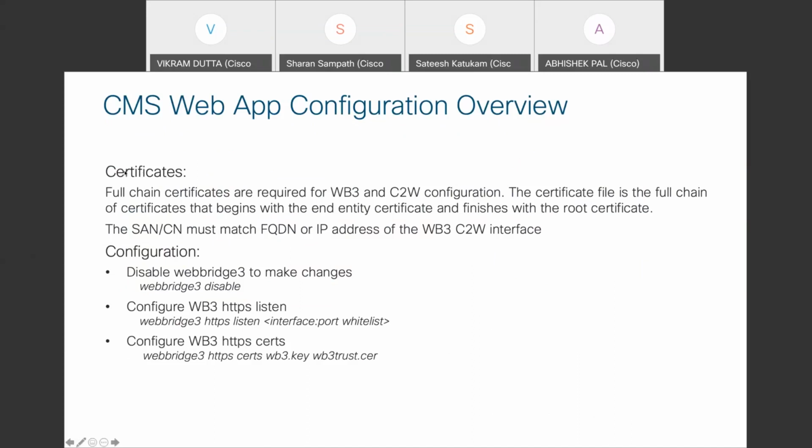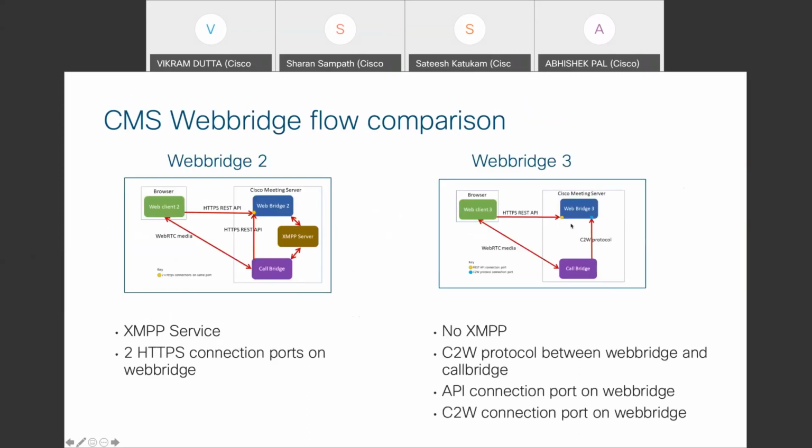For CMS web app, you need to use full chain certificates. In the CMS web app, you ideally have two components. We already know this: you have HTTPS based communication, which happens with the browser, and you have C2W based communication, which happens with the call bridge. So obviously you need two sets of certificates. You need a pair of certificates to communicate with the browser and a pair to communicate with the call bridge. You can use the same set of certificates for both these communications, but you need to allocate them separately.